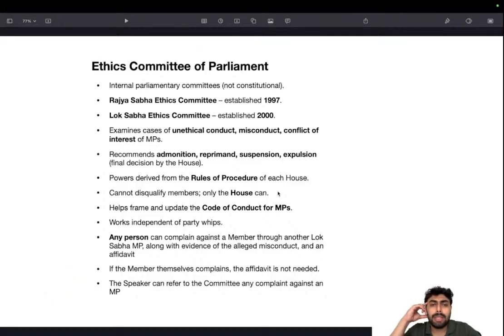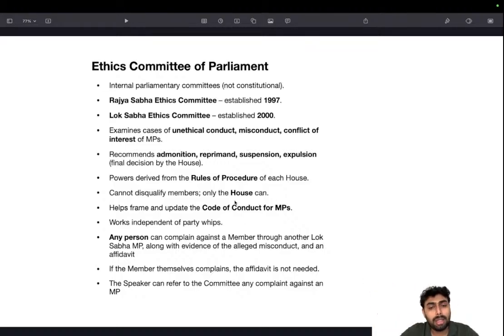They are part of internal parliamentary committees, and Rajya Sabha is the one to have the first ethics committee, followed by Lok Sabha. So just have an idea about that. They examine the unethical conduct, misconduct, conflict of interest of MPs, and recommend admonition, reprimand, suspension, expulsion. They can only recommend, and they do not have a right to actually expel any MP.